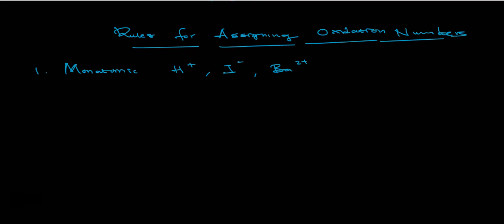So the oxidation number, denoted by N, will be equal to, for hydrogen, it will be 1 because we have 1 here. Then what about iodide? It will be -1. What about barium? It will be +2. So this is how you can give the oxidation number of an ion in its atomic state.